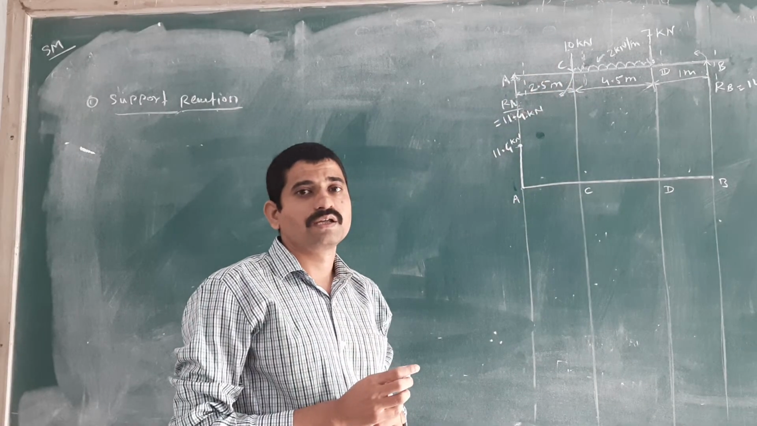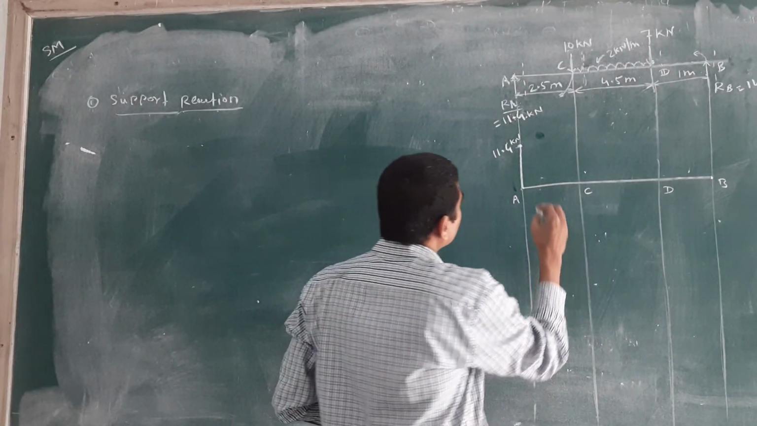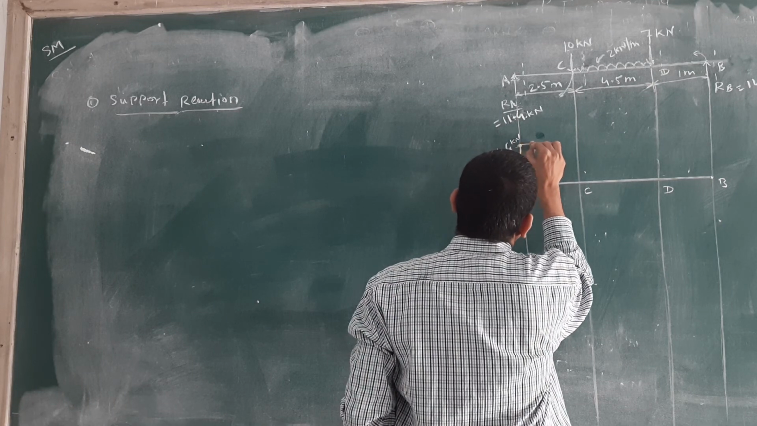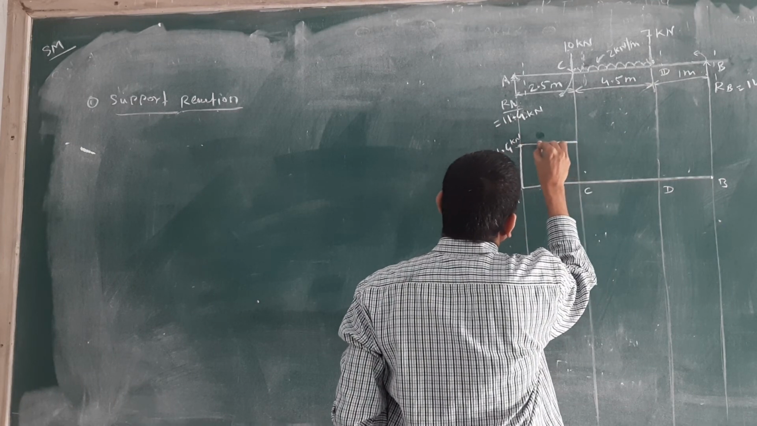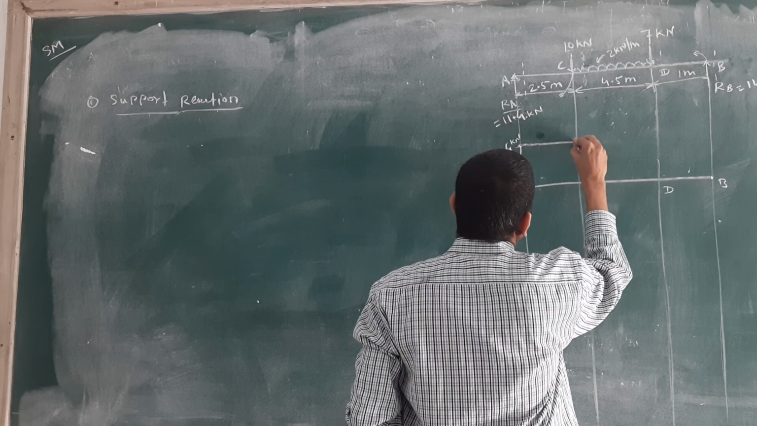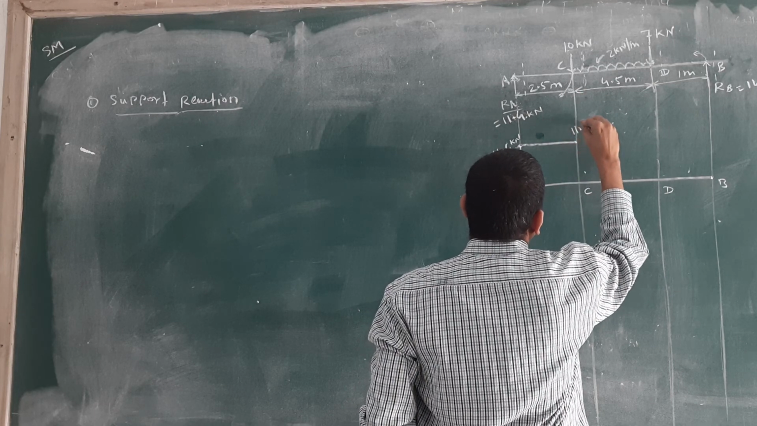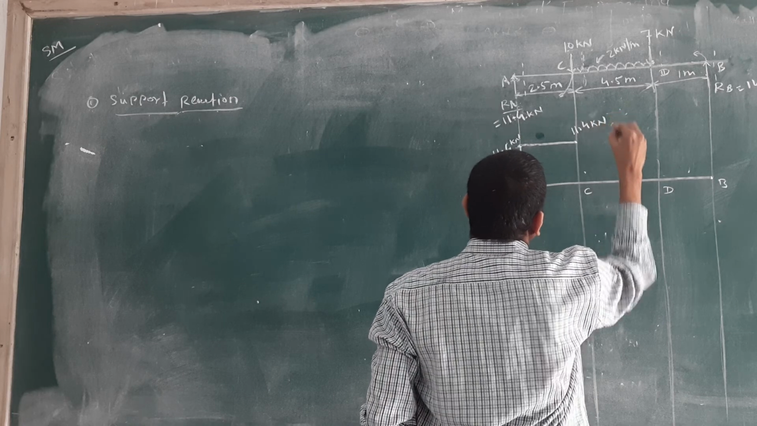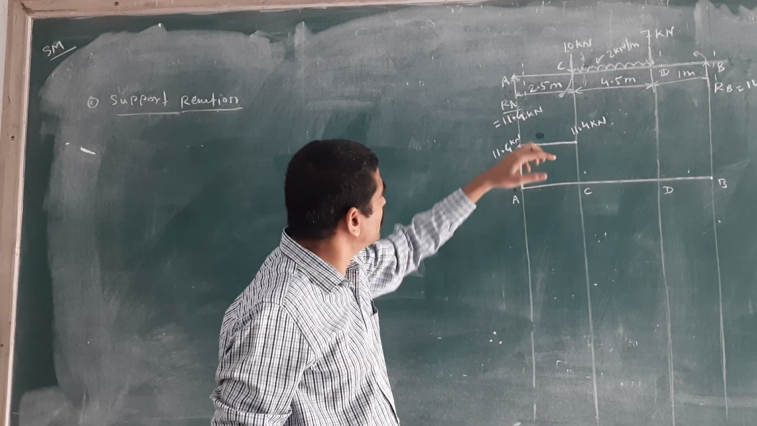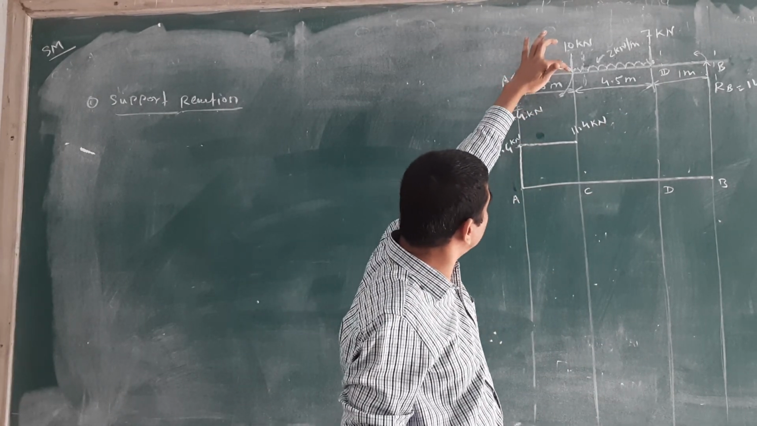Then check that from A to C there is no load. A to C there is no load. Then we will travel horizontally, which means the same load is there up to that point, A to C, 11.4 kilonewton.